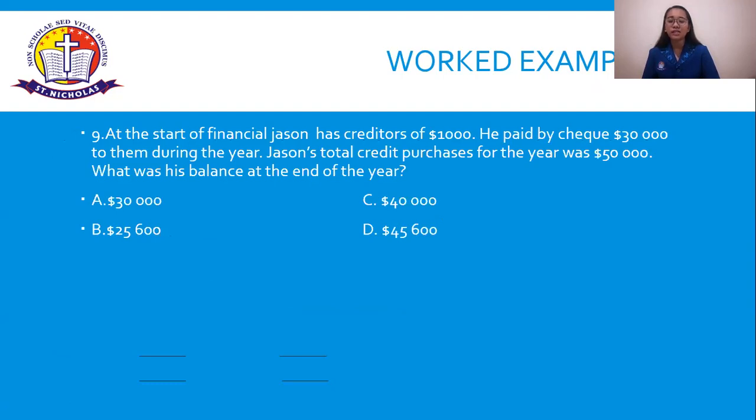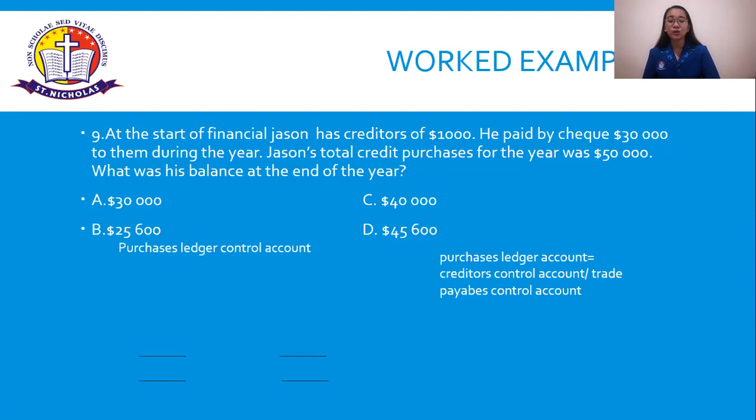What was his balance at the end of year? So keep in mind, this is creditors and credit purchase. So it does have relation to our purchase ledger control account. Keep in mind, purchase ledger control account has the same meaning as the creditors control account or trade payable control account. They are all the same, just different names.